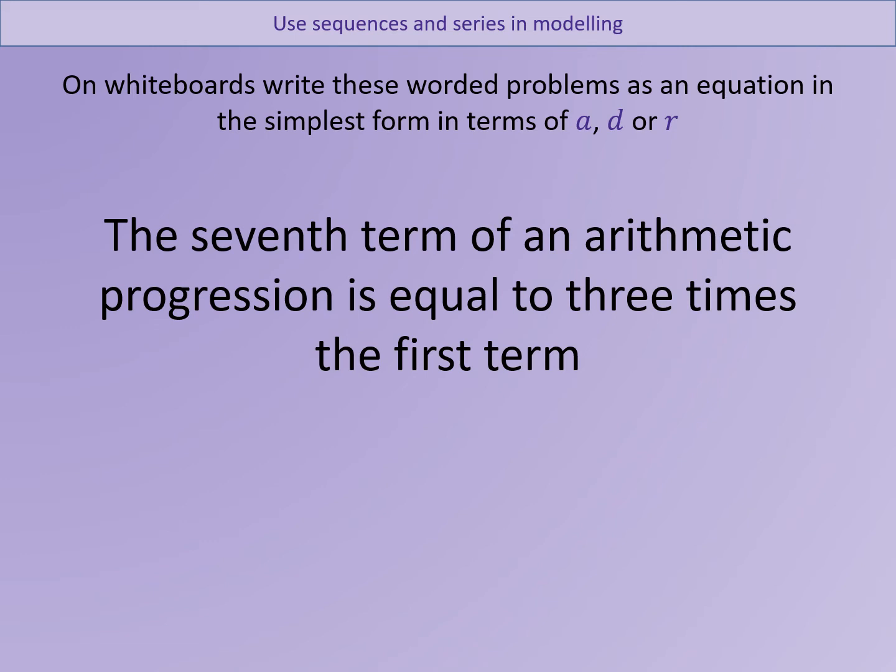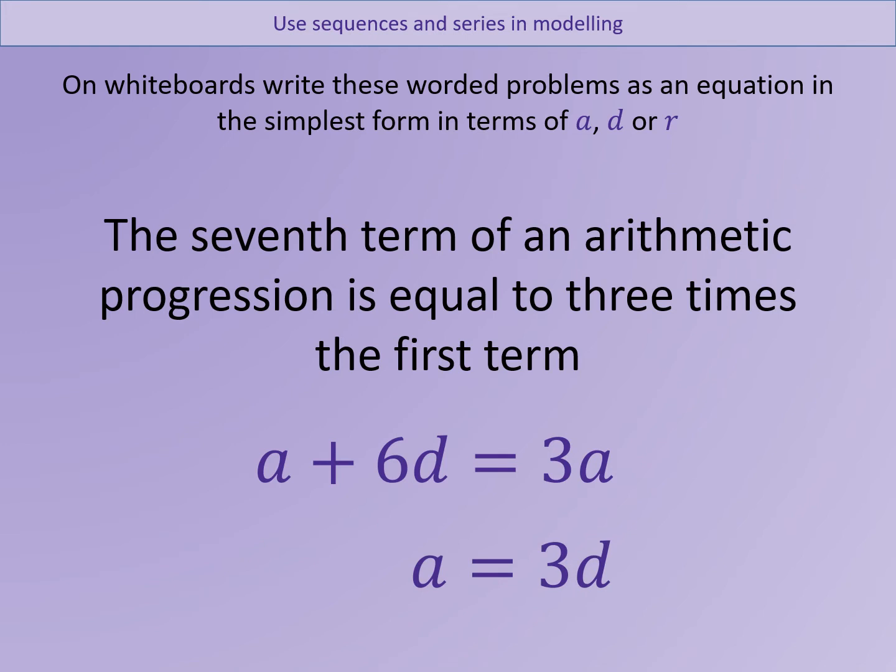Next we have the 7th term of an arithmetic progression is equal to 3 times the first term. We know that the 7th term will be a plus 6d, and this is equal to 3 times the first term, which is 3a. So a plus 6d equals 3a. We can then simplify this to a equals 3d.